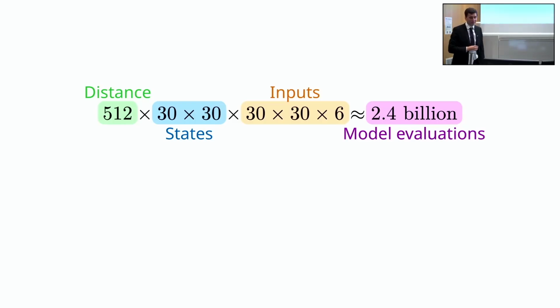To perform this computation, we need to evaluate every input in every state at every distance step we are interested in. And that ends up being roughly 2.4 billion evaluations of the model. And a model evaluation here means taking some sort of torque requirement to the vehicle, simulating what the combustion engine will do, what the electric motor will do, what the gearbox will do, and so on. So it's a fairly complex computation.